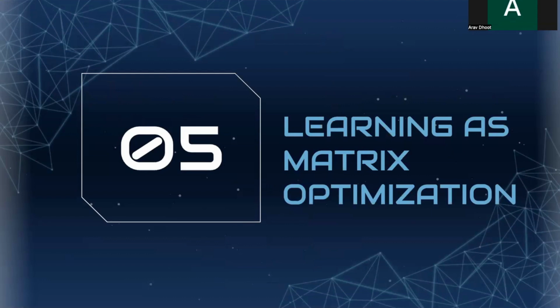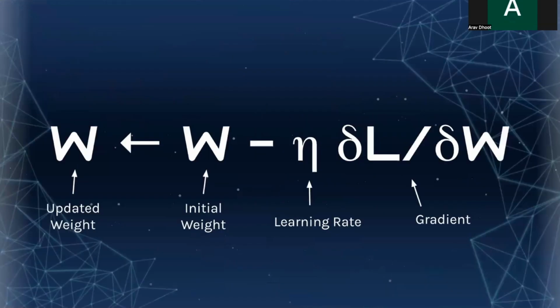So how does the network figure out what these matrices should be? This is where learning comes in, and it's all about gradient descent and backpropagation. The weight update rule is as follows. The updated weight is equal to the initial weight minus eta, which is the learning rate, multiplied by the partial derivative of loss with respect to W. That partial derivative is the gradient of the loss with respect to the weight matrix W.